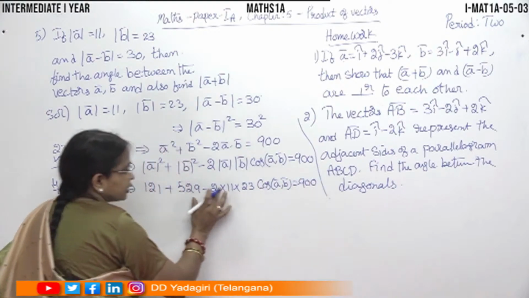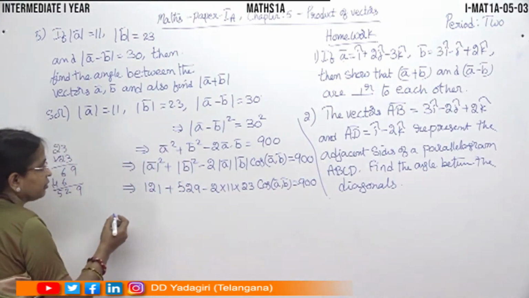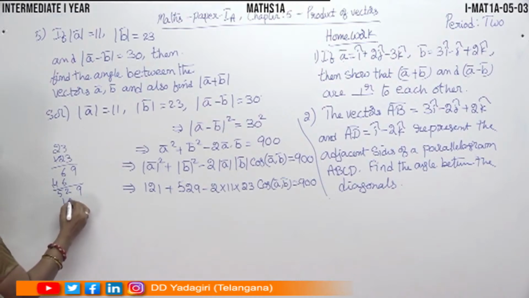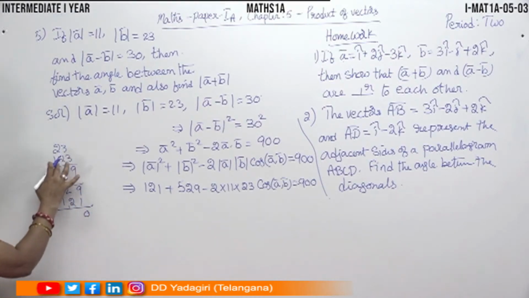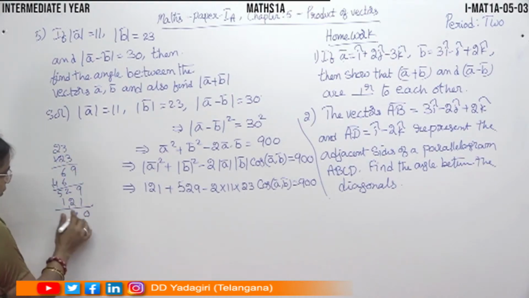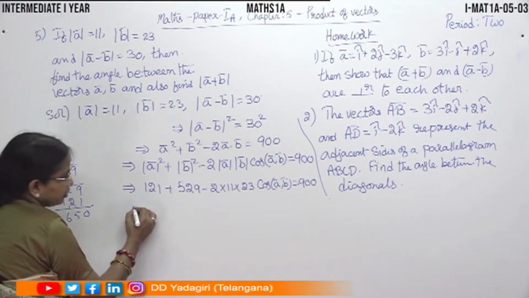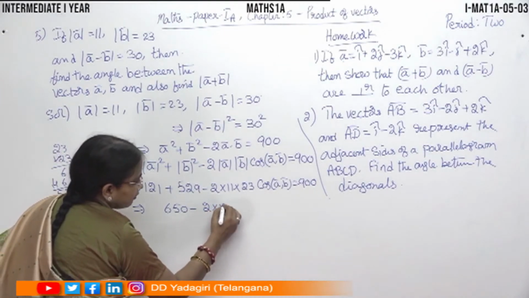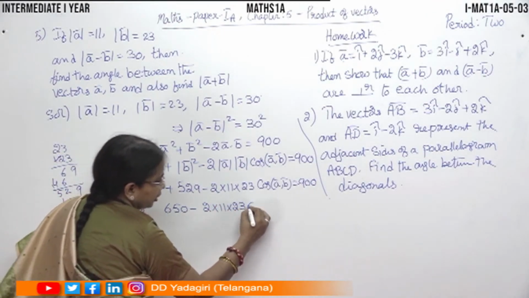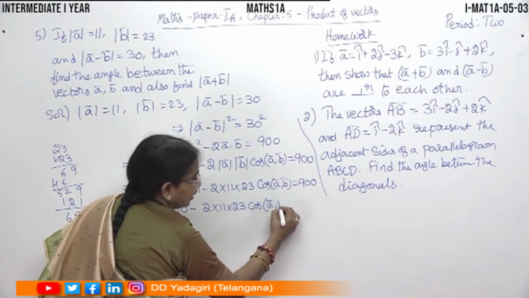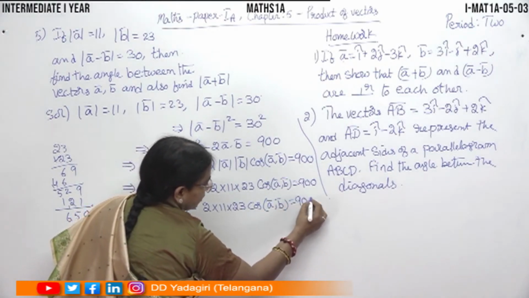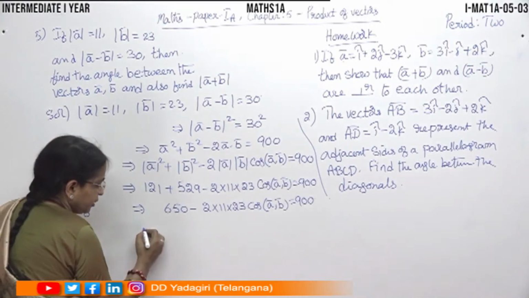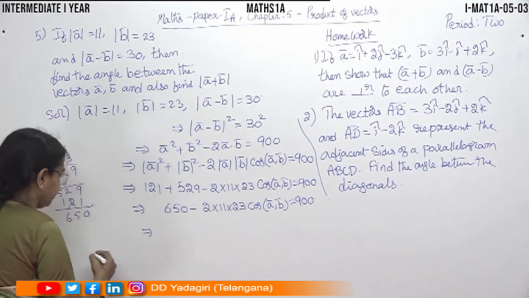Now just retain this. So this is 121 plus 529, add, you will get 650 minus 2 into 11 into 23 into cos of angle between A and B is equal to 900. Now bring that 900 to this side, or else 650 when you take to that side.